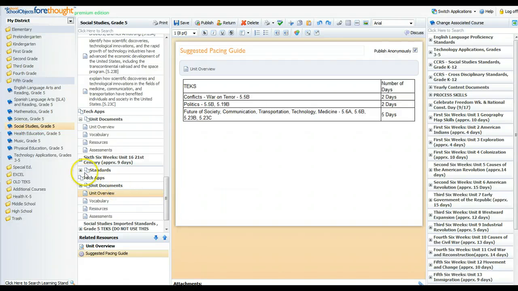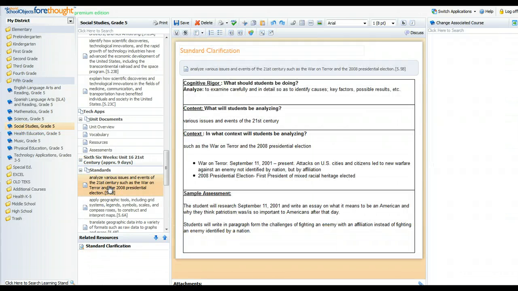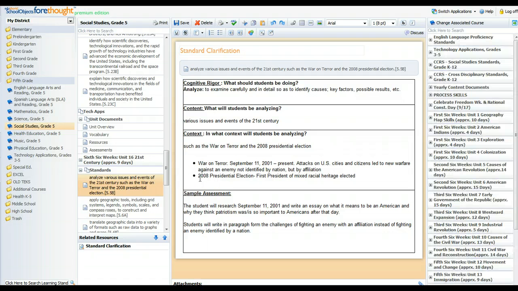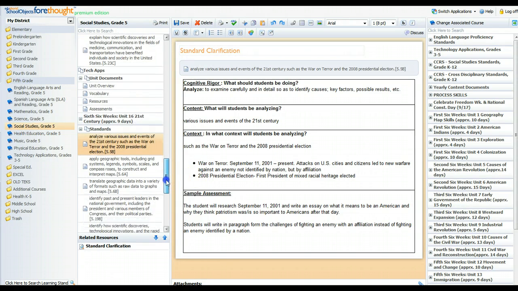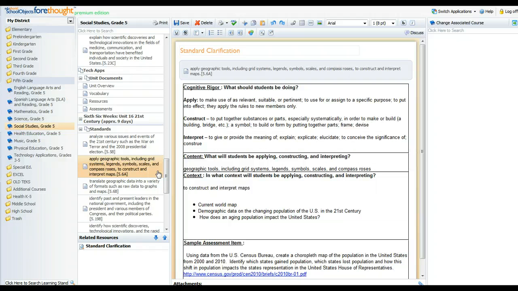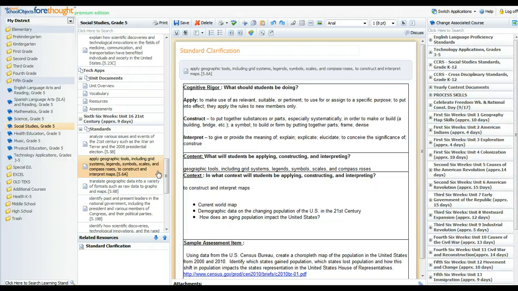So let's look at your standards. Analyze various issues, 20th century, the War on Terror, and the 2008 presidential election. That is actually in your TEKS. Those are things you want to go on about. They need to know about 2011. You'll find that in your textbook. The presidential election of 2008 will not be there, so that'll be something that's a little bit different. But you know what? There is lots of good information about that out there, so make sure that you have that.